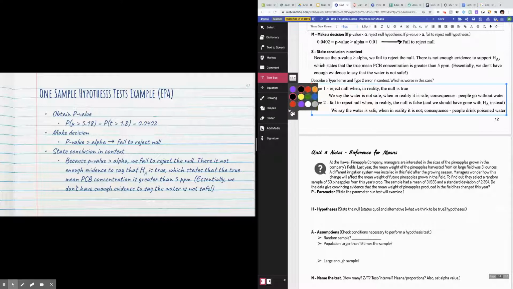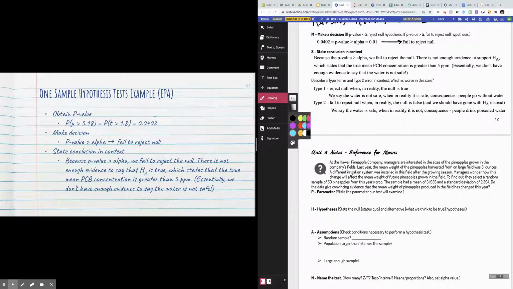Okay, which I don't know about you, but in my personal opinion, this is worse, right? Because we can always get people water from somewhere else, right? But a type 2 error here is kind of what happened in Flint, Michigan, right? When we end up with this water that's really not safe for people, right? So this is a real life consequence of making a statistical error, right?